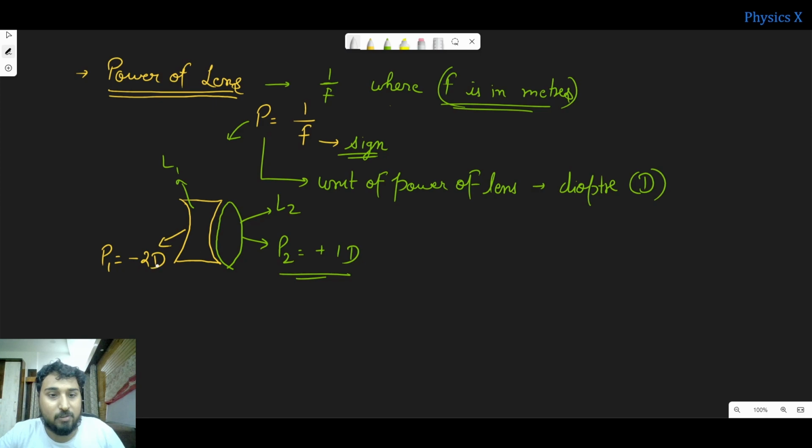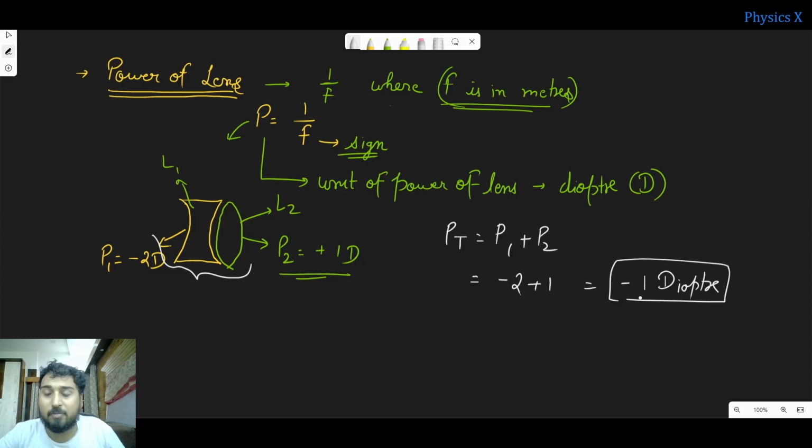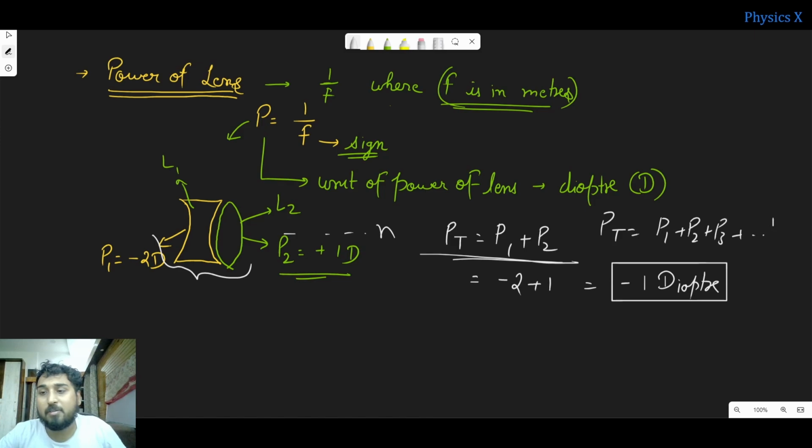So if I talk about this total combination, the total power will be P1 plus P2, right? So this will be minus 2 plus 1, that is minus 1 diopter is the power of this system. So this is how combination is considered. Suppose there are n lenses, so power will be P1 plus P2 plus P3 up to Pn. The lenses can be concave or convex. According to the sign, the power will be plus or minus.